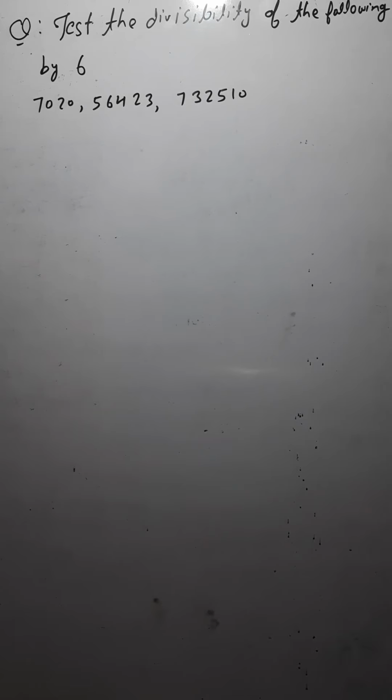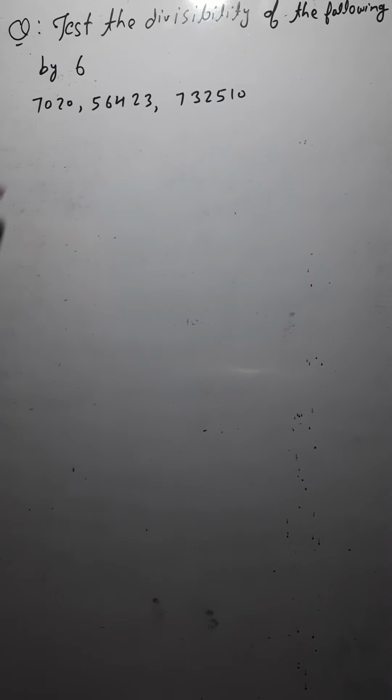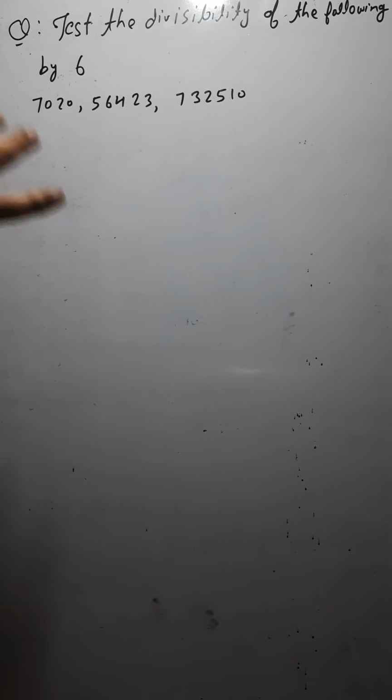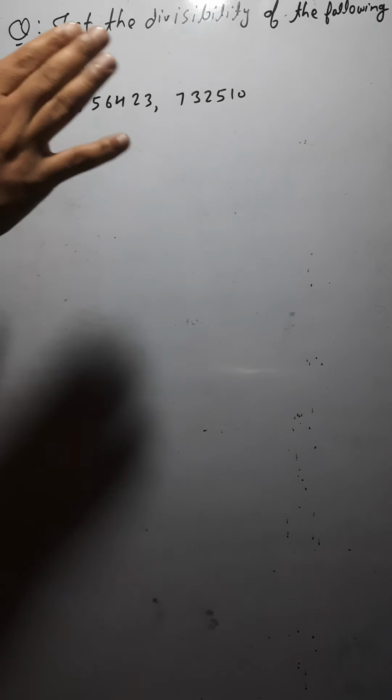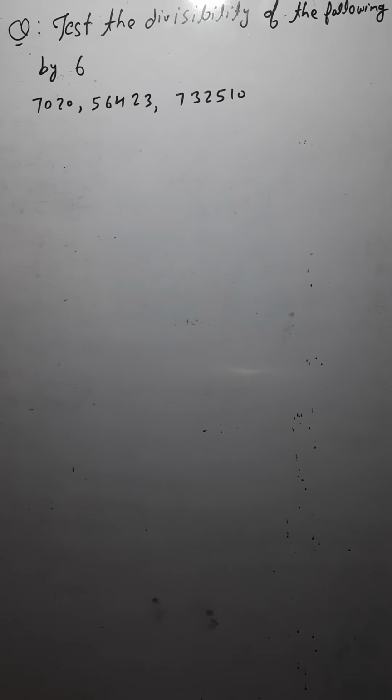Hello dear students, so now we would move ahead in chapter number 2 of class 6 mathematics, that is Playing with Numbers. So here I have some new questions for you. Question number 1 is test the divisibility of the following by 6. Means you have to check whether these three given numbers are divisible by 6 or not without actually dividing. Okay, so how would you check?